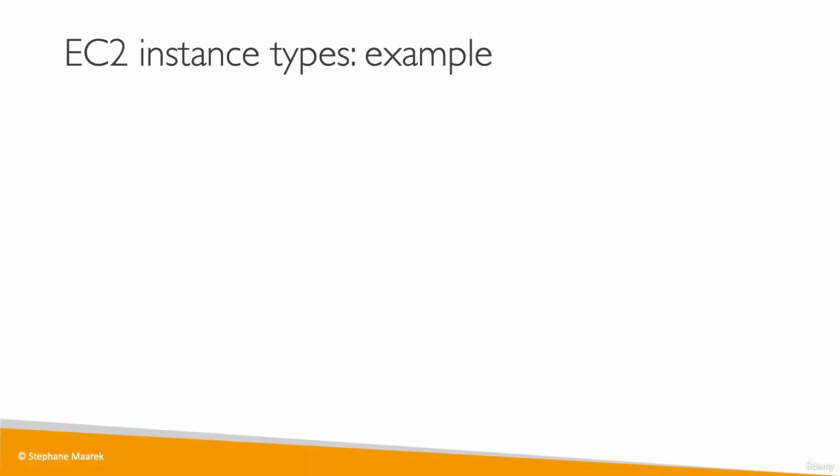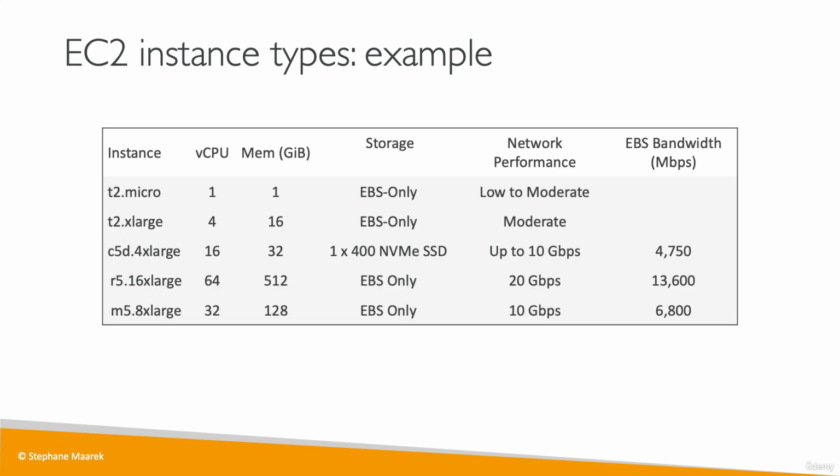What type of instances do we get for EC2? And this is an example. I have hundreds and hundreds of EC2 instance types, but here are 5 for you. So the first one is a T2 Micro. Very, very simple. It has 1 vCPU, 1 gigabyte of memory. The storage is only for EBS and has a low to moderate network performance. But as soon as you increase the instance type, for example, if we stay in the same family, so we stay in the T2 family, but we go to T2 2X large, now we have access to 4 vCPU, 16 gigabytes of RAM, and network performance of moderate.